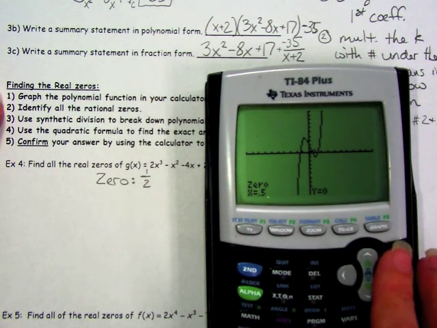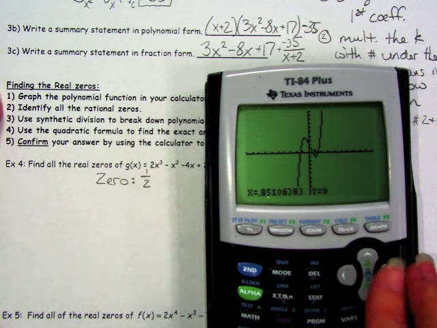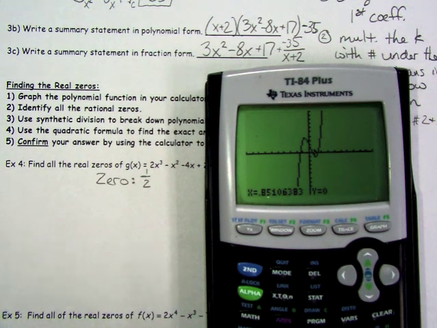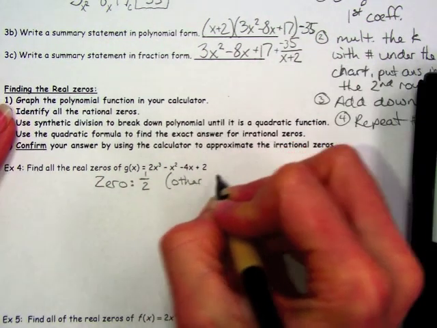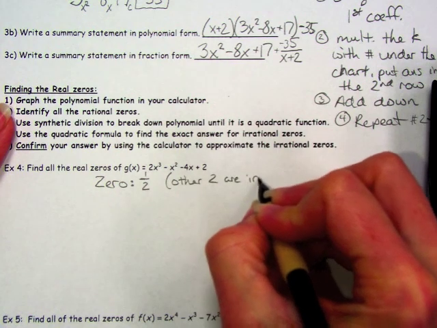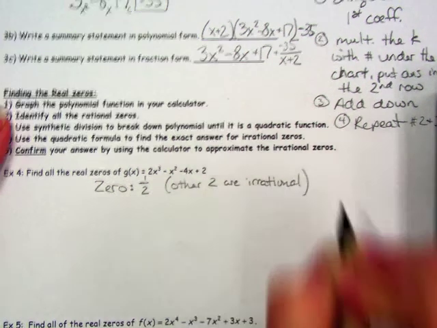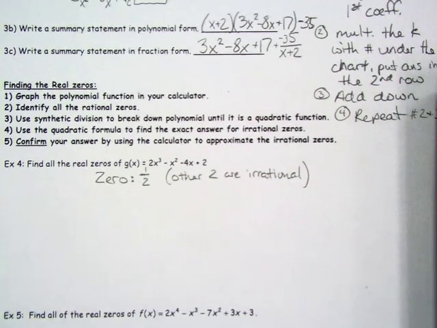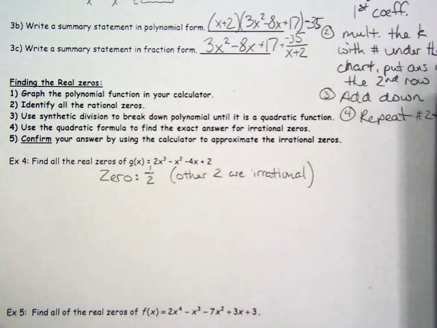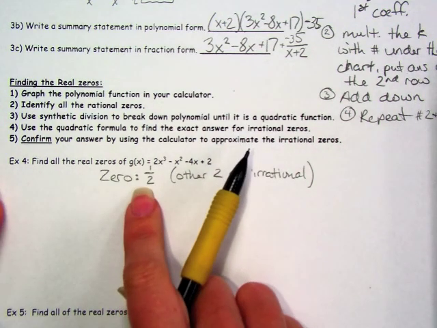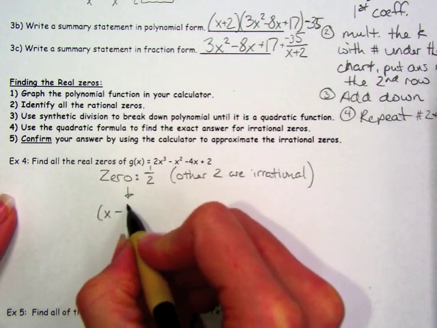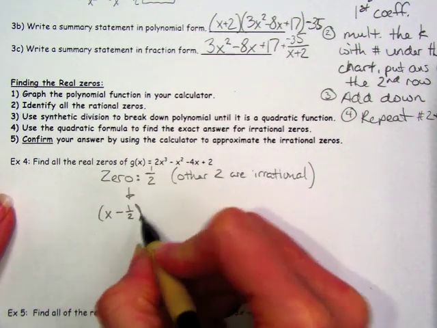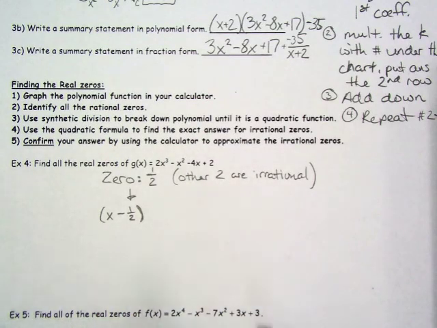The other one, you can take my word for it, you can try it yourself, is irrational as well. So we've got one nice zero. The other two are irrational. If they were rational, I'd write them down and I'd be done. But because they're not rational and I want the exact form, we need to do some work to find it. So if I have a zero at 1/2, then I know I have a factor of x minus 1/2. So I could take this polynomial and divide by x minus 1/2.